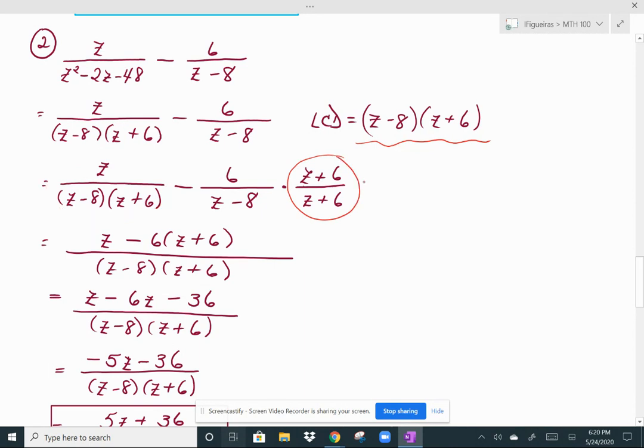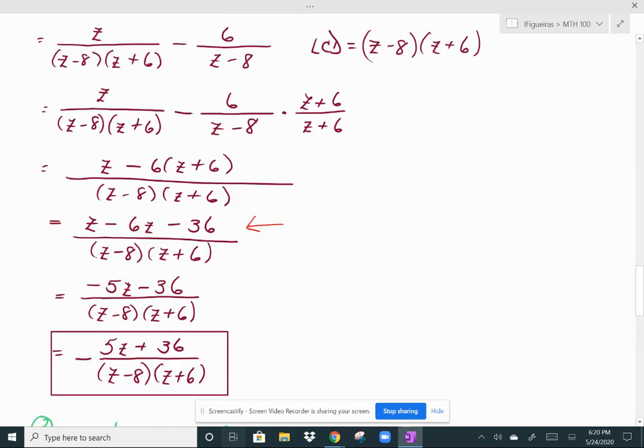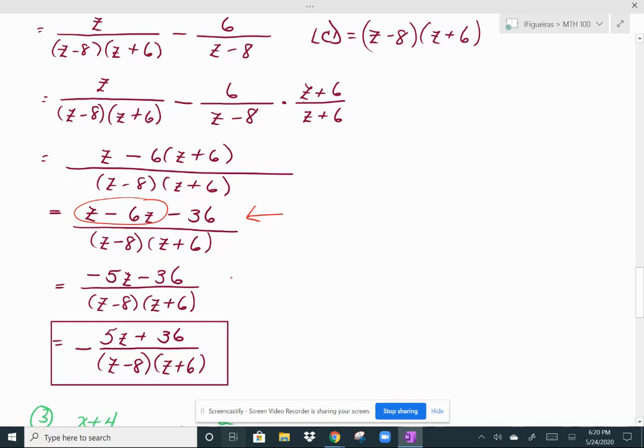All right, so in the next line, I have to multiply this 6 here, which is what you see right here, that I'm going to be multiplying the minus 6 times z plus 6, but I've also rewritten it as a single fraction instead of two separate ones because now they have their common denominator. Okay, so in this next line, I actually do the distribution. So I have 6 minus 6z minus 36 over the common denominator. Combine like terms, so you get negative 5z minus 36 over z minus 8 times z plus 6.